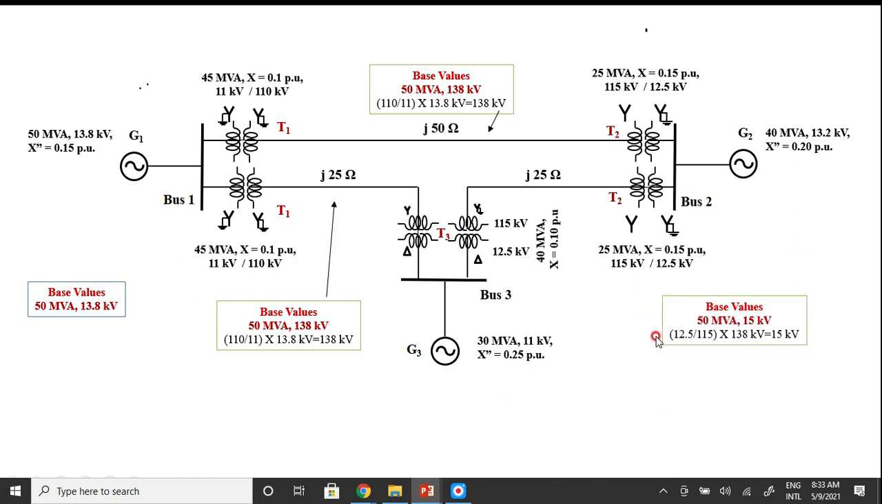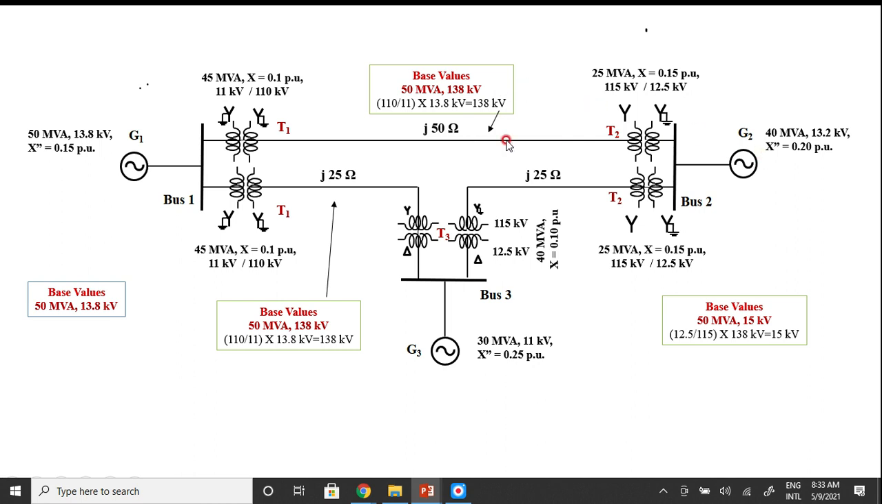Next, the base quantities in the generator circuit, that is the G2 circuit. The base MVA remains the same, 50 MVA. Then the 138 kV base in the transmission line should be transferred to the generator side.